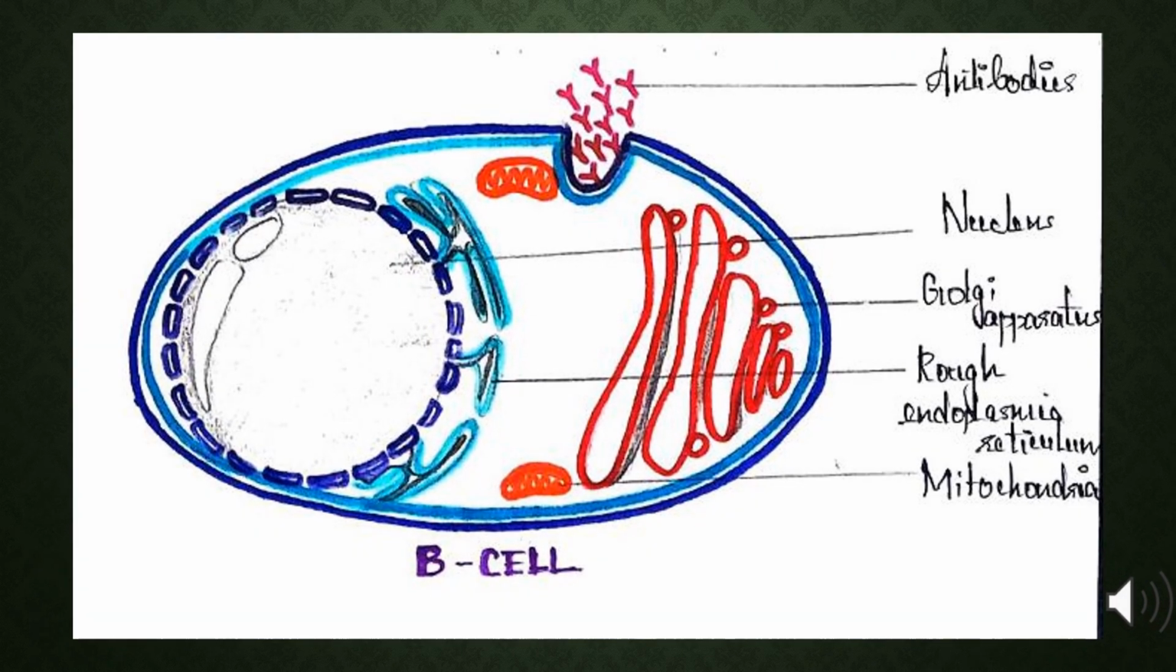Here is the diagram of B cell consisting of cell organelles such as nucleus, Golgi apparatus, rough endoplasmic reticulum and mitochondria with the production of antibodies.